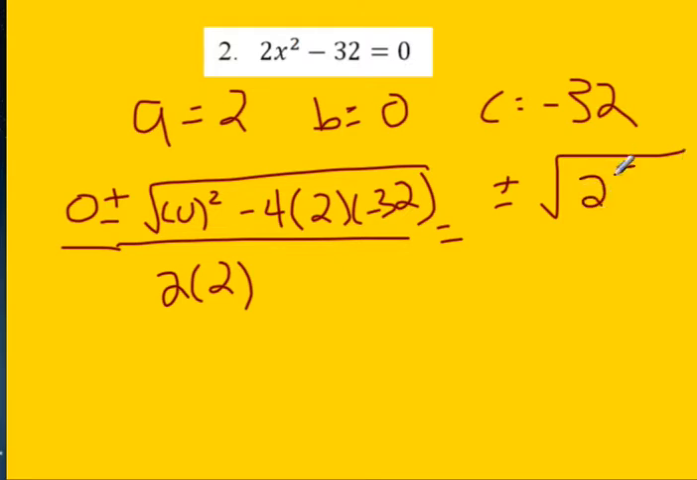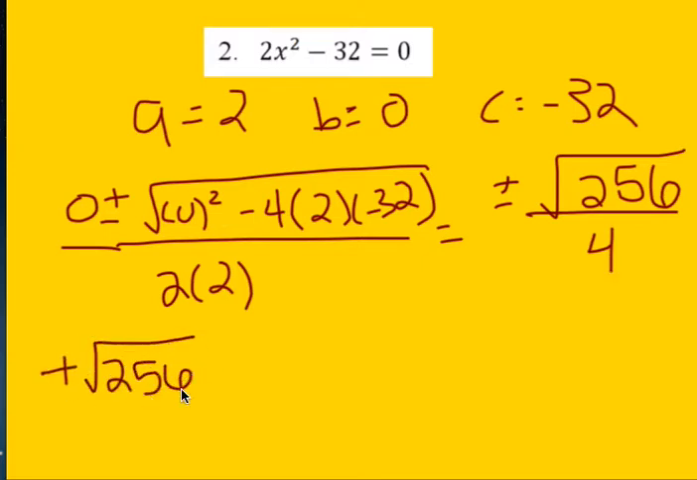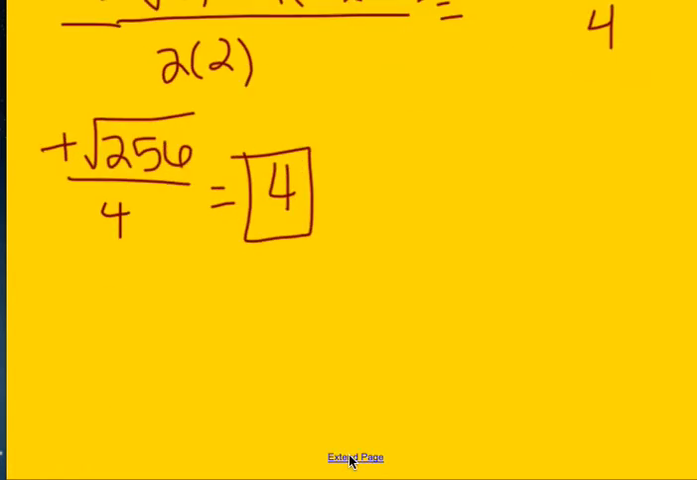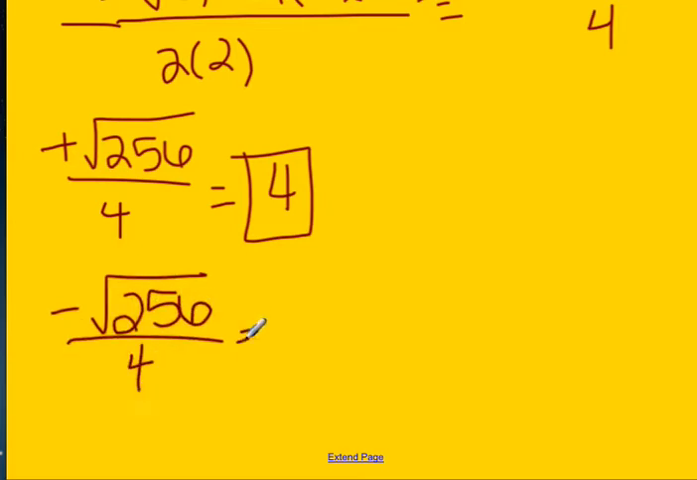Now when I do that, I get a positive 256 and dividing that by 4. So first I'm going to take a positive square root of 256. So I'm going to see what that is in my calculator and then divide it by 4. And when I do that, I get 4. So that's one of the answers. The second answer, we're going to take a negative square root of 256, hit enter, divide that by 4, and then I end up getting a negative 4. So my answers then are positive 4 and negative 4.